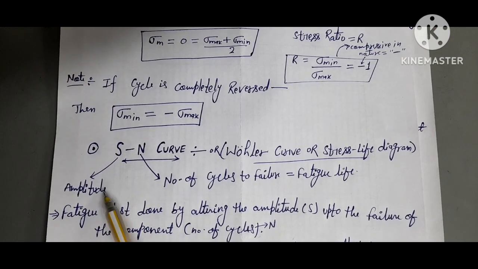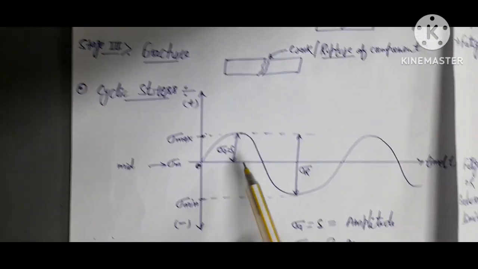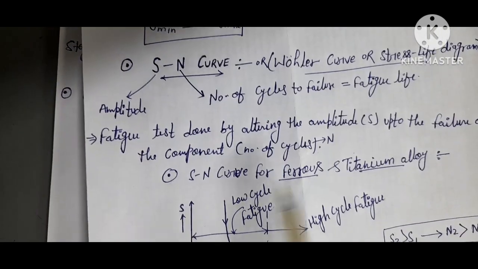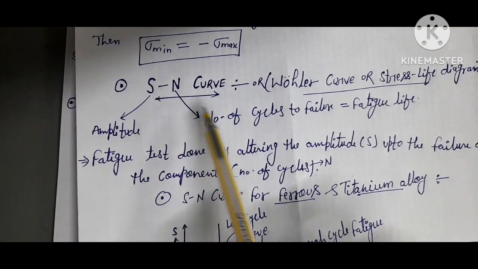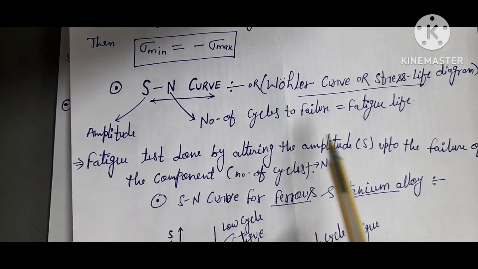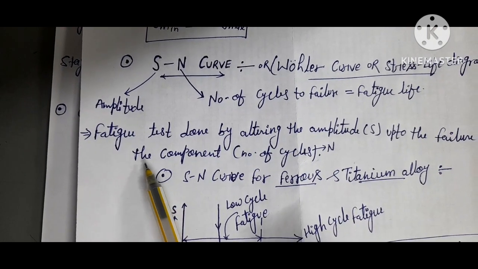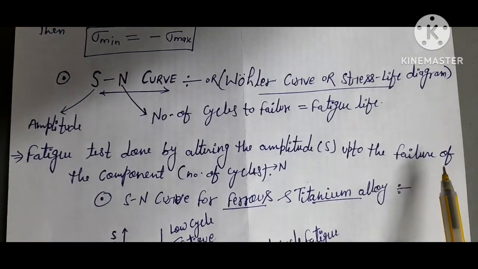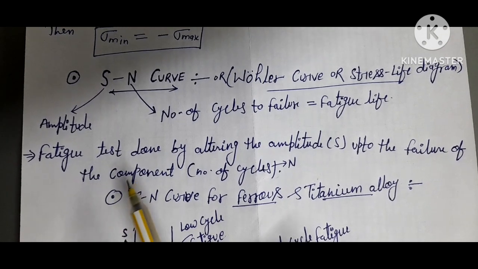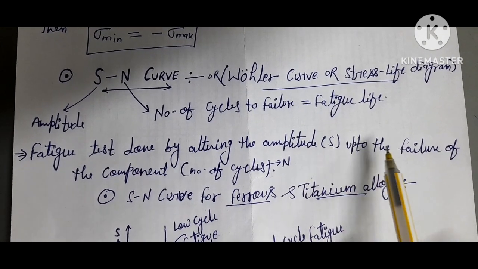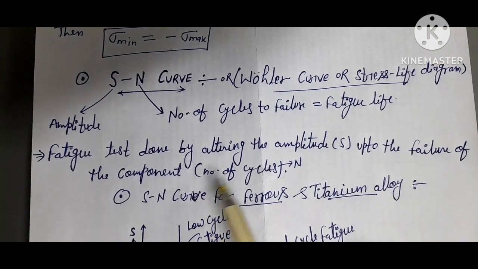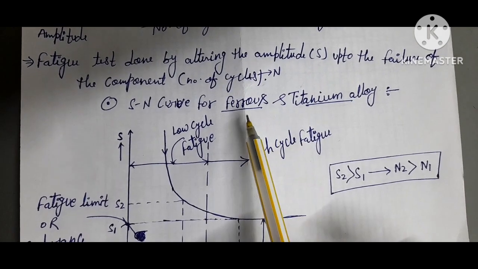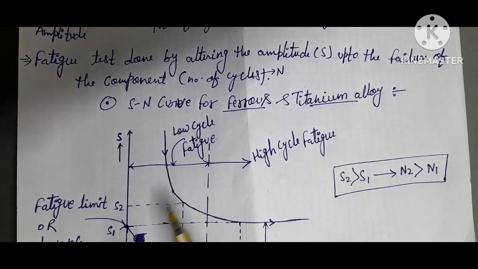So S means amplitude. You see here, sigma A equals S, it is known as stress amplitude. So S is denoted as amplitude and N is the number of cycles. Friends, a fatigue test is done by altering the amplitude up to the failure of the component, or number of cycles. So here we draw the SN curve for ferrous material as well as titanium alloy.